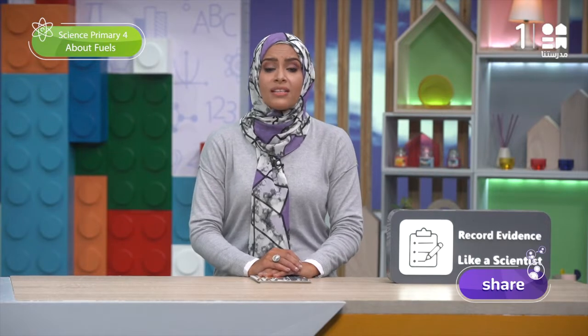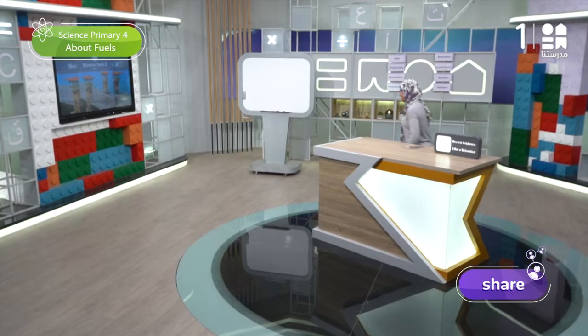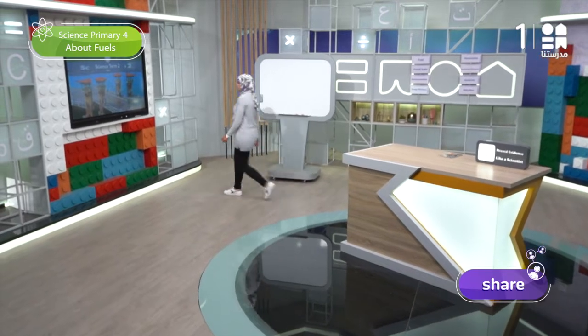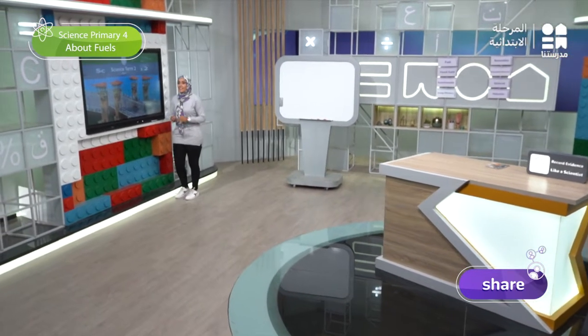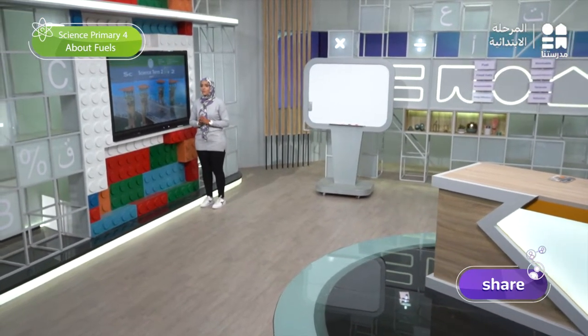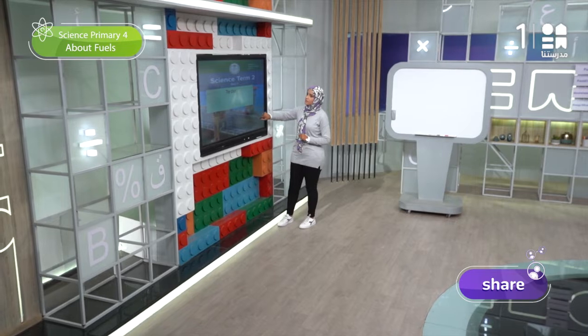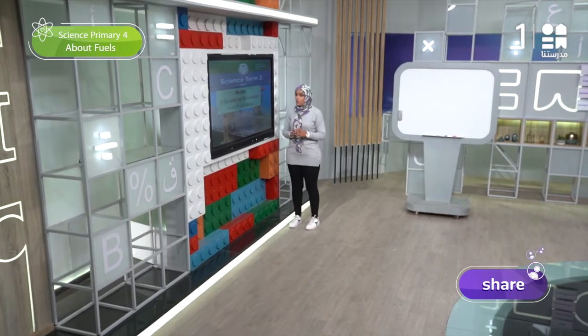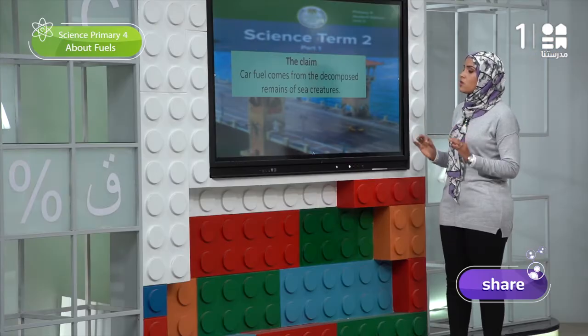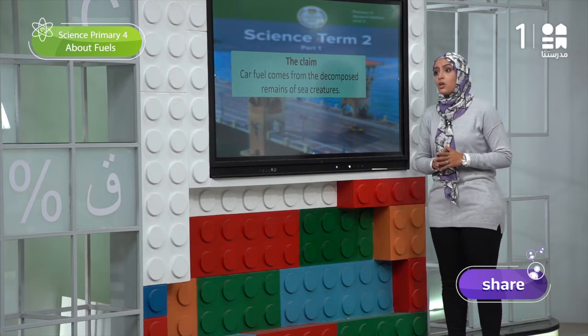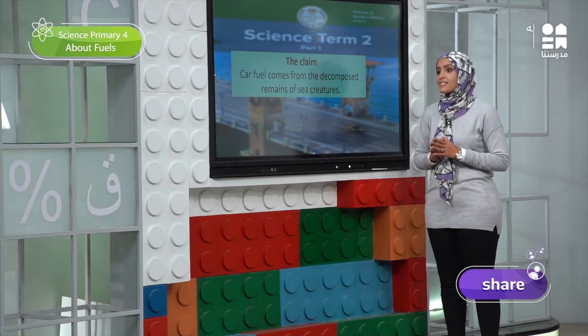Let me share with you the answers of my students. Let's see how Ali recorded his claim correctly and supported it with evidence. Ali's claim is car fuel comes from the decomposed remains of sea creatures. Of course, if Ali said his claim, to some people, they might wonder how the gasoline they put in their cars comes from decomposed sea creatures.